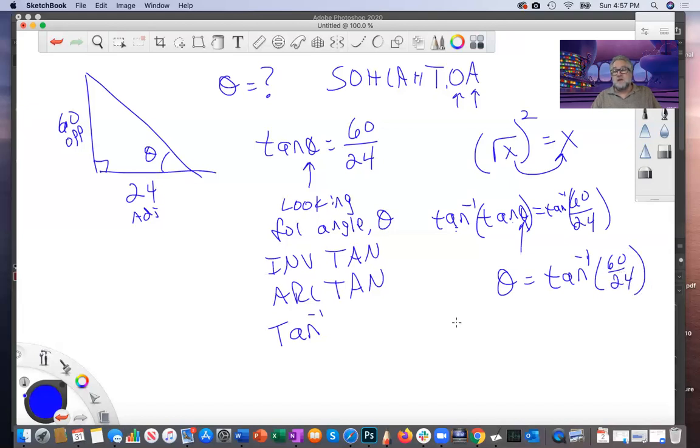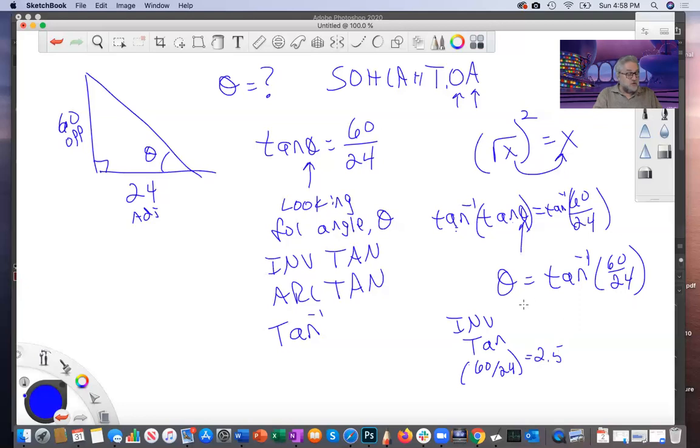That means I'm going to hit inverse tan and then parentheses 60 over 24. Or you would have calculated this in decimal form and plug it in there. So let's do this and make sure we can all get the same answer. 60 over 24 is equal to 2.5.